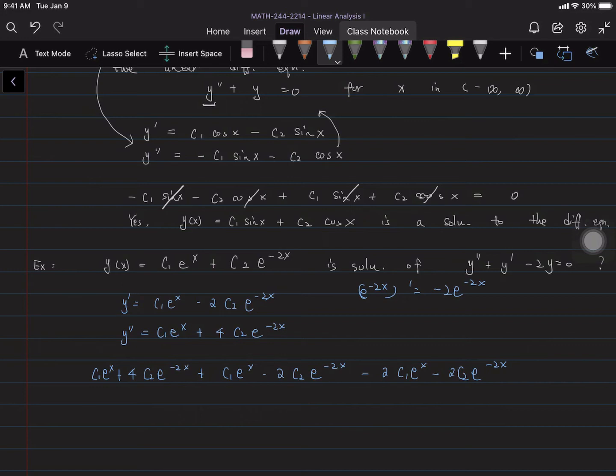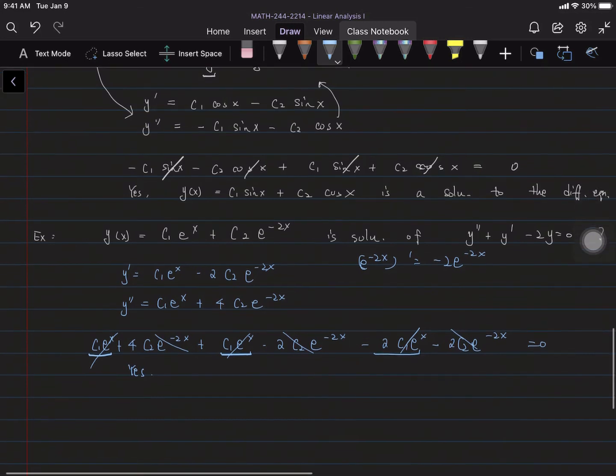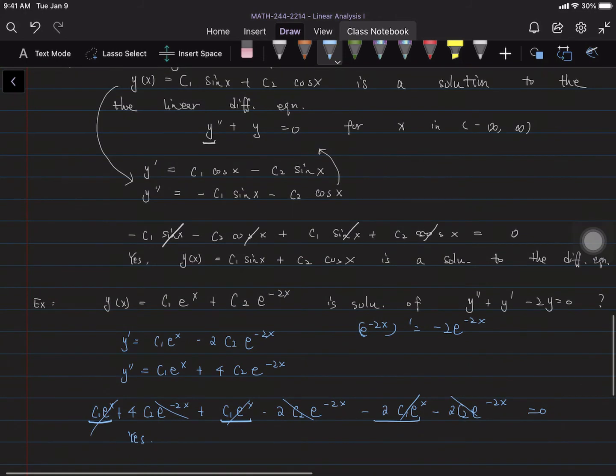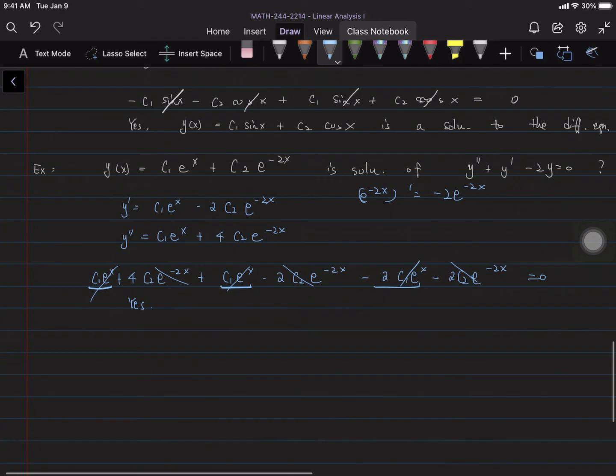So we have c1, and we have negative c1, and they cancel. Okay, and here 4c2 minus 4c2, which is 2 minus 2, they also cancel. So this equals 0. So you can say, yes, that is the solution. At the end of this quarter, we are going to solve this kind of differential equation. We will find those solutions by ourselves. But right now, we just want to see the solutions and tell whether they are solutions.